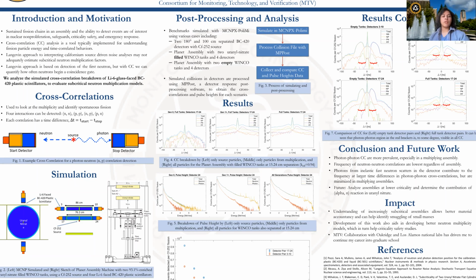Once again, they're used to look at multiplicity and identify spontaneous fission. There are 4 interactions possible for our detectors: neutron-neutron, neutron-photon, photon-neutron, and photon-photon. Each correlation has a time difference, delta t, which is the difference between the time in the start detector and the time in the stop detector. This figure shows an example of a photon-neutron interaction, which will have a negative time.